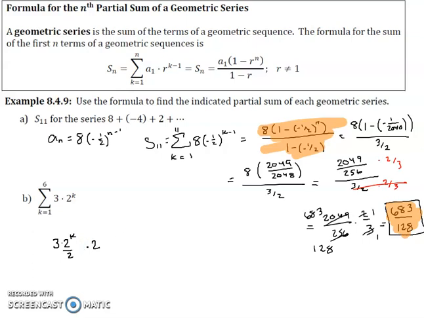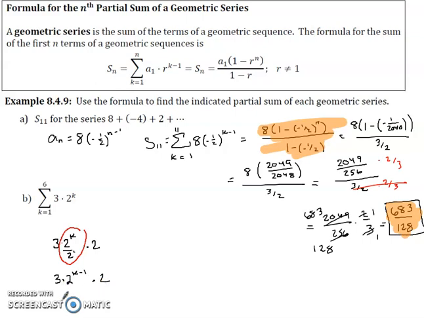And the reason that I do this is because dividing and multiplying are inverses. So if I divide by 2 and multiply by 2, I haven't changed the value of the expression at all. Now I can simplify this component of my series and subtract exponents. So 3 times 2 to the k minus 1 multiplied by 2.